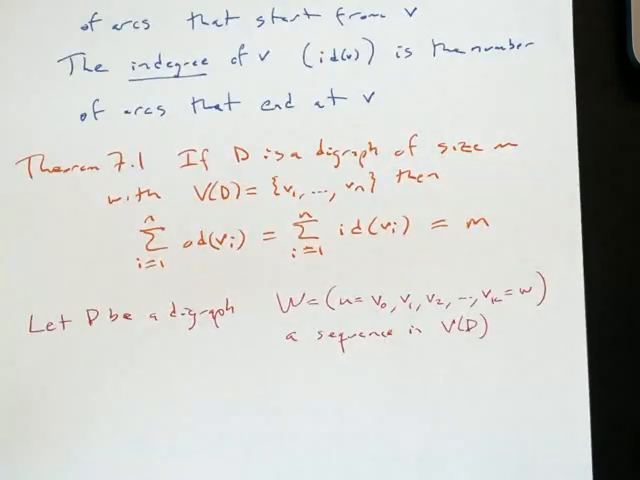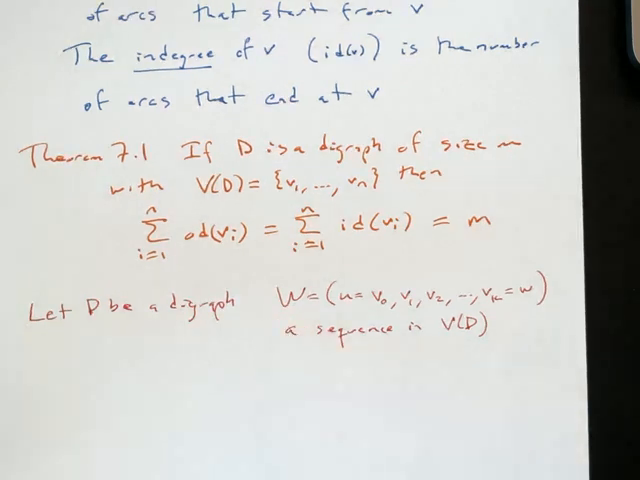This should look familiar. A sequence of vertices in my digraph. Wait a minute. A sequence of vertices in a graph is called a walk. So this is a directed walk, provided what?